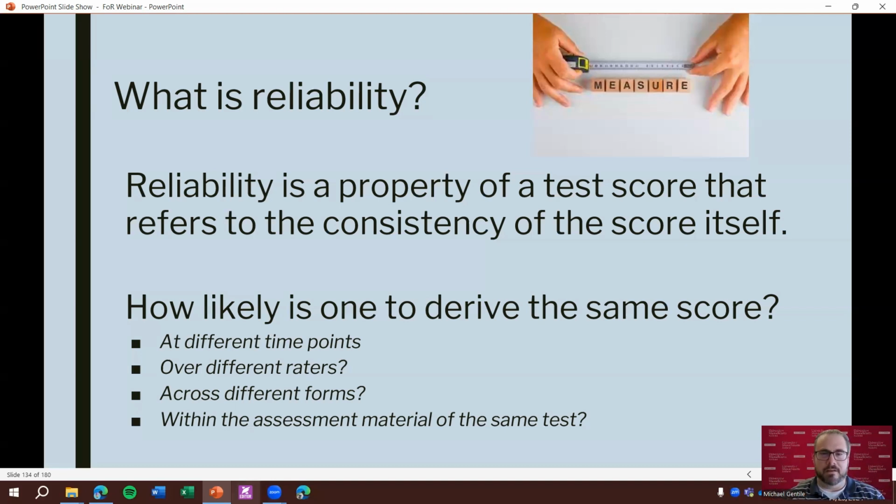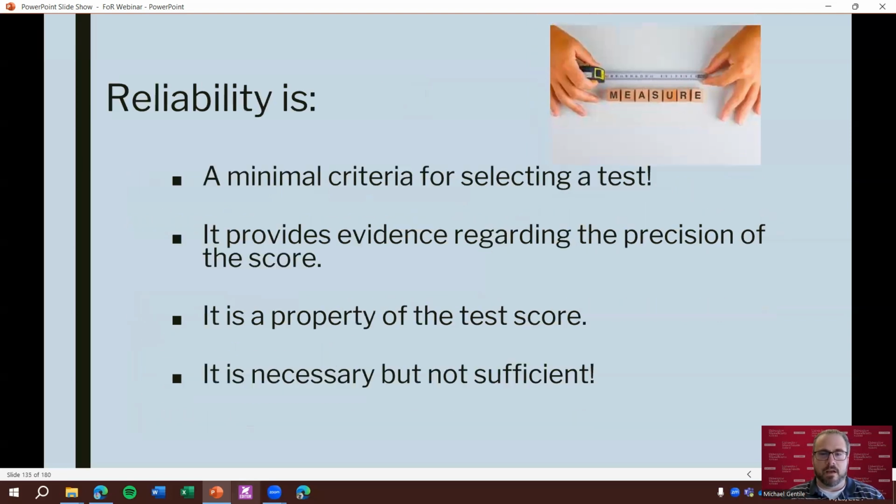The flip side of this coin for assessment, in answering the question, what makes a test good, is, oh, I have a whole other slide on reliability.